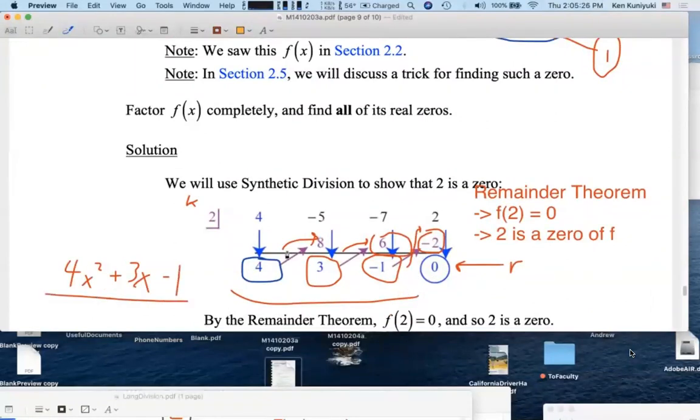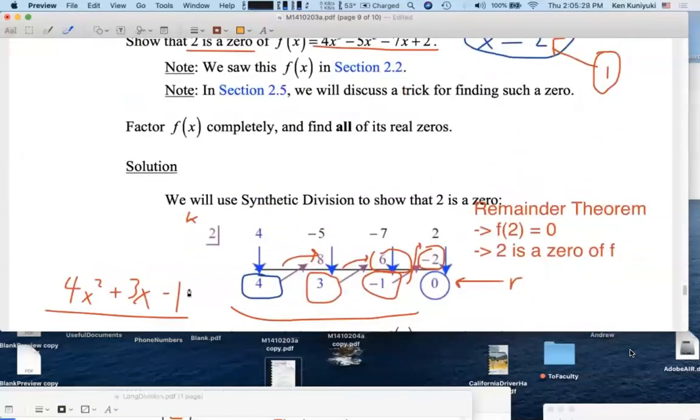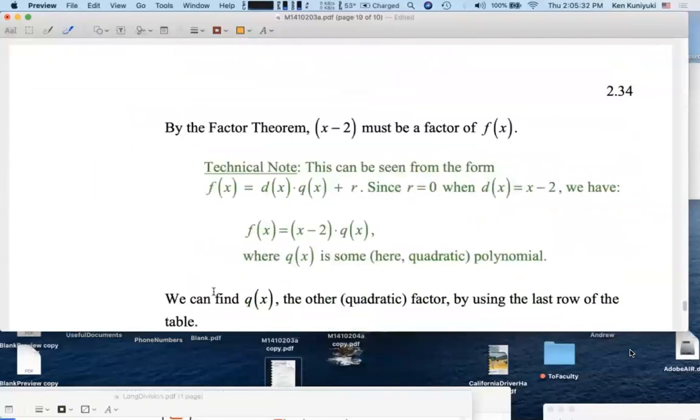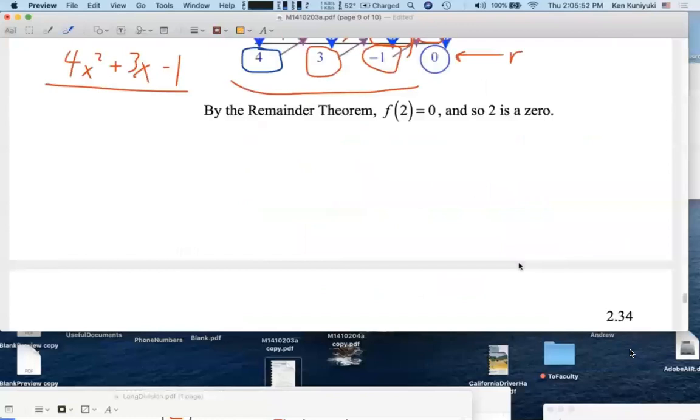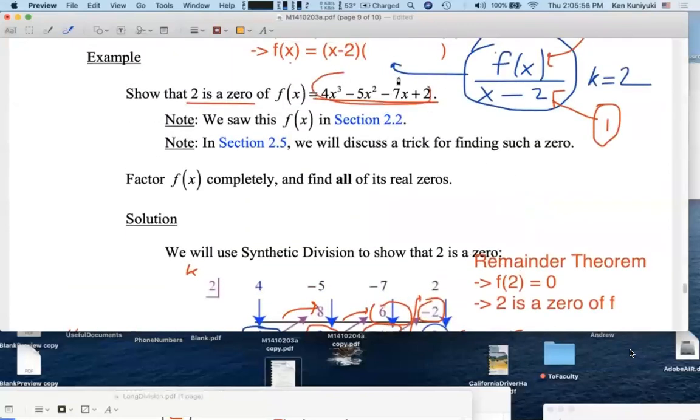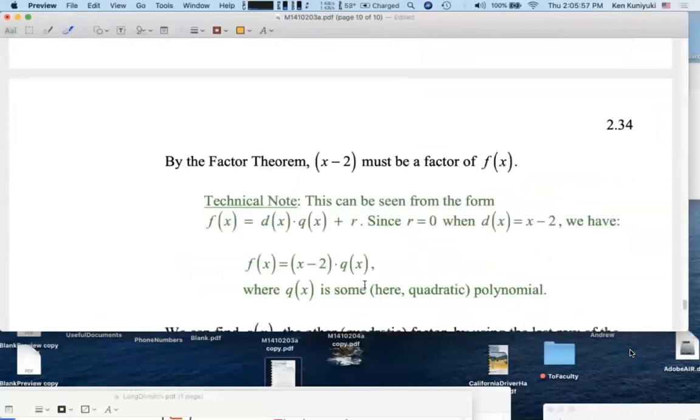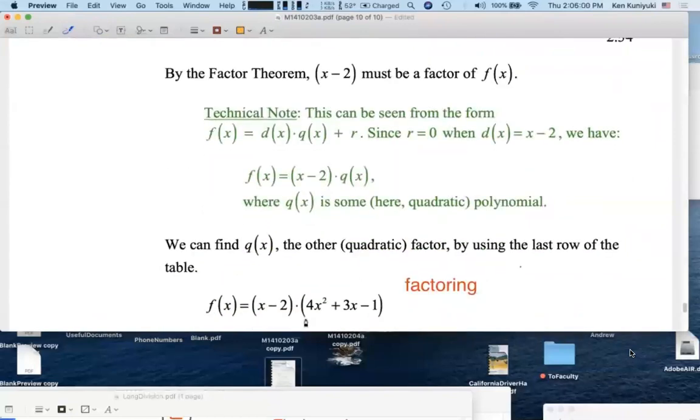We get a polynomial quotient here. 4x squared plus 3x minus 1. There we go. And since there was no fraction, the remainder was 0, we have a nice clean partial factorization. This is factoring. We factored this third degree polynomial into a linear first degree polynomial times a second degree quadratic polynomial. It's a QD, a quadratic trinomial.